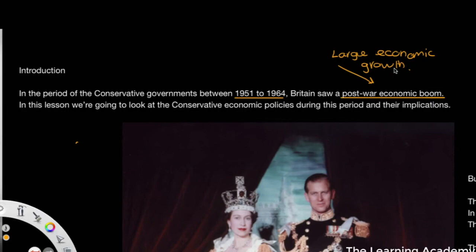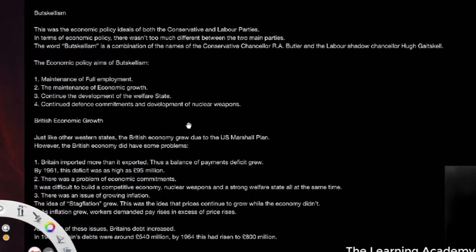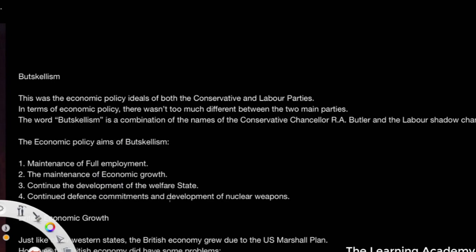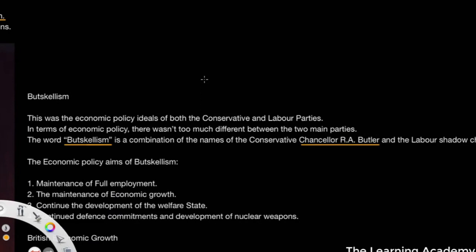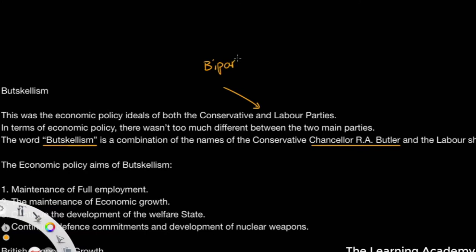So we're going to start by looking firstly at the policy of Butskellism, which is a very interesting word to pronounce. And as we notice here, Butskellism is a combination of the names of the Conservative Chancellor R.A. Butler and the Labour Shadow Chancellor Hugh Gaitskell. So we have Butskellism. And this was an economic policy of trying to combine the ideas of both the Conservative and Labour parties. So we have actually quite a bipartisan support for this.